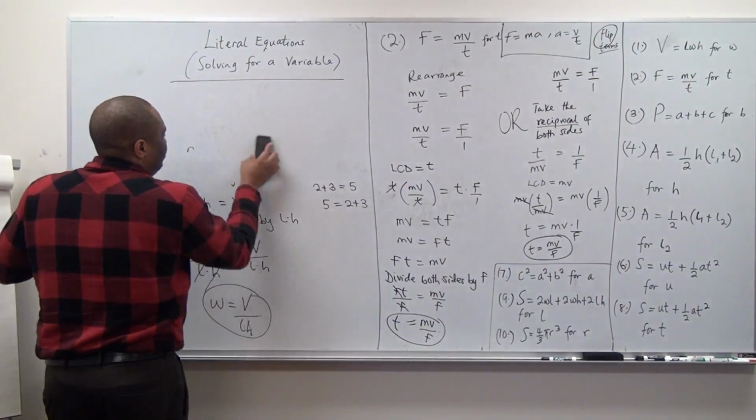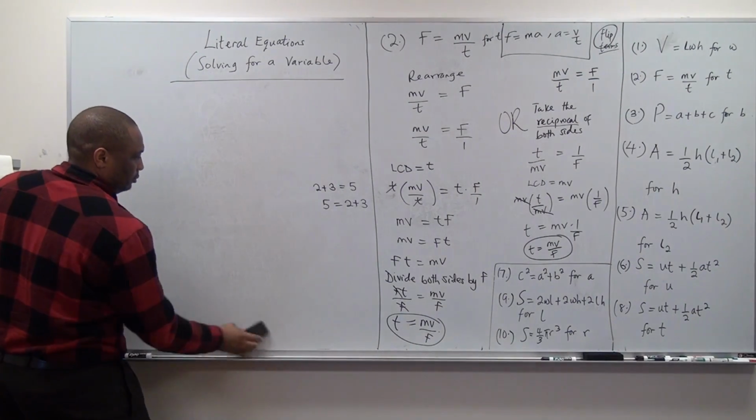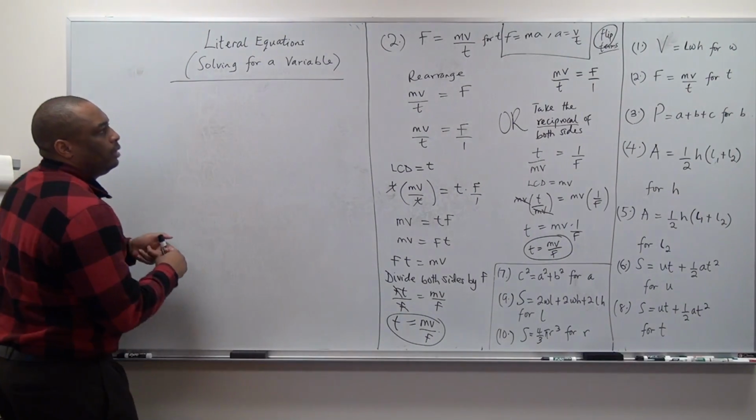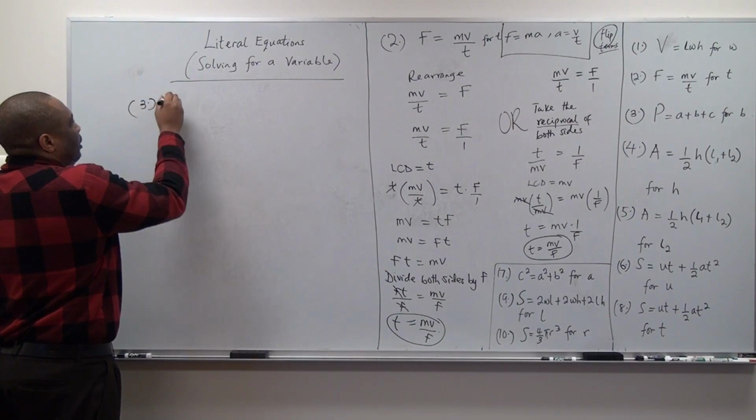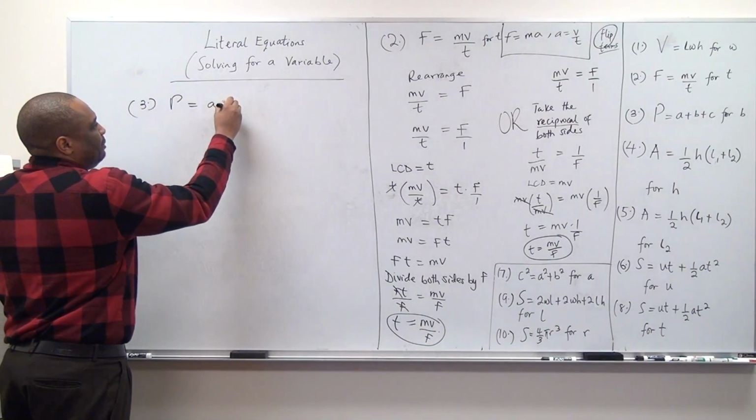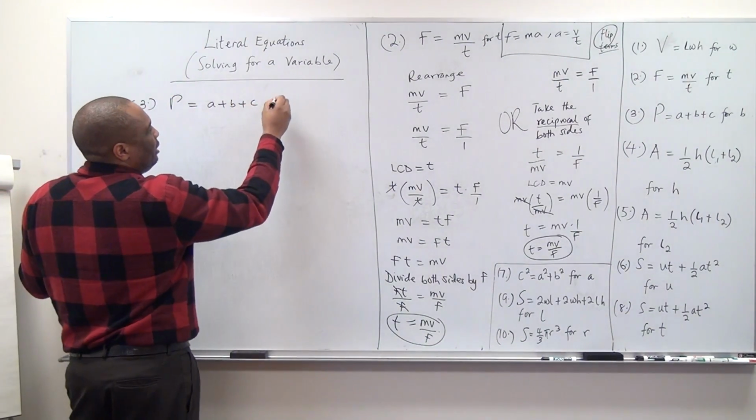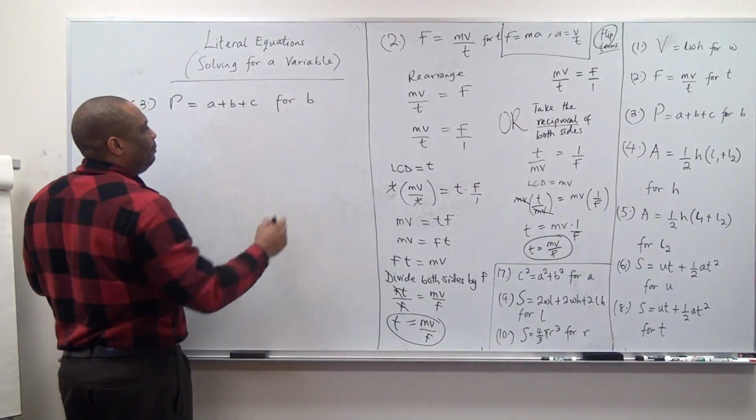The next example, number 3, perimeter to be A plus B plus C, perimeter of a triangle, and we want to solve this for B.